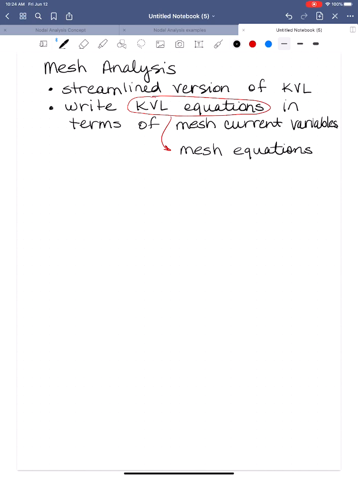Okay, so let's talk about what a mesh is. And we really already know what a mesh is, we just haven't called it this. A mesh is a loop that contains no other loops. Okay, so I have referred to those as the simplest loops in a circuit.